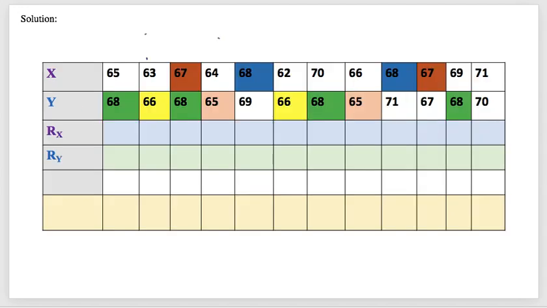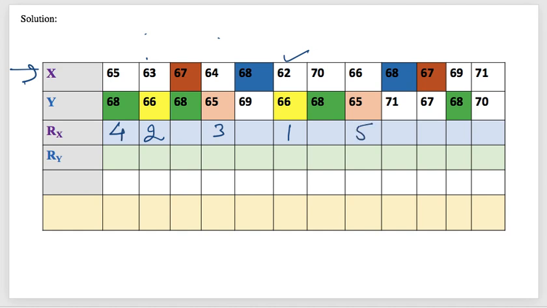After identifying the repeated entries, let us start with step number 1 of the ranking. In this question, I am going to assign ranks in ascending order. First I will start with the X variable. In the X variable, the lowest value is 62, so its rank is 1. Next, rank 2 for 63. After 63, we have 64, which is the third rank. Then 65 is fourth, 66 is fifth.